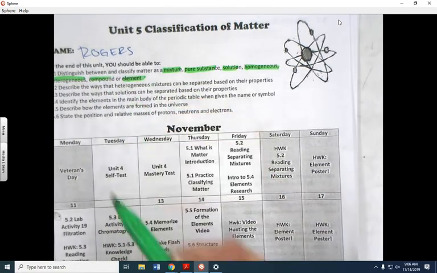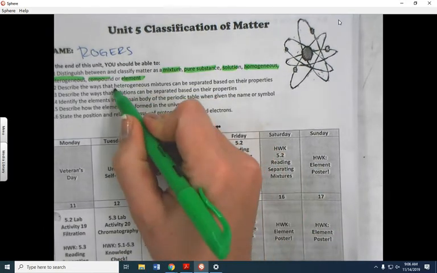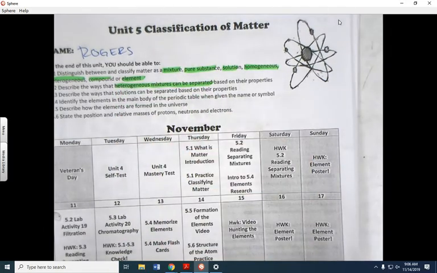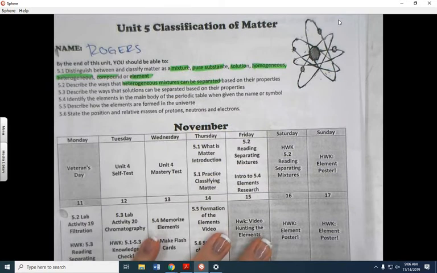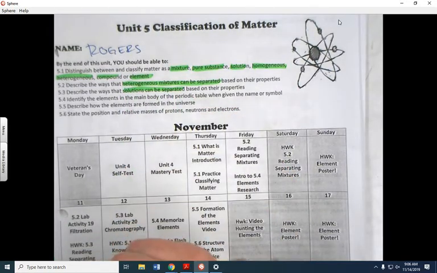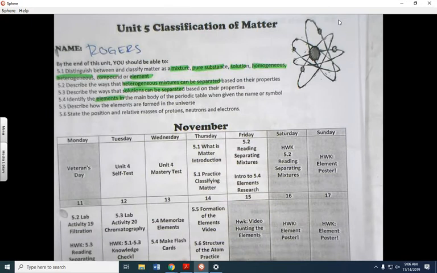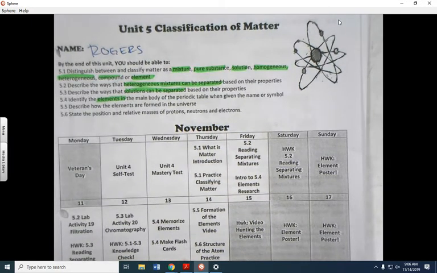You should then be able to describe the ways that heterogeneous mixtures can be separated using their properties. Also describe the ways that solutions can be separated using their properties. You're going to be identifying elements in the main body of the periodic table. You're not going to need to memorize all of them, but there are selected elements that you should be able to recognize automatically in section 5.4.